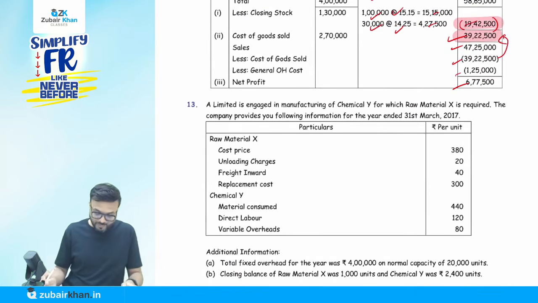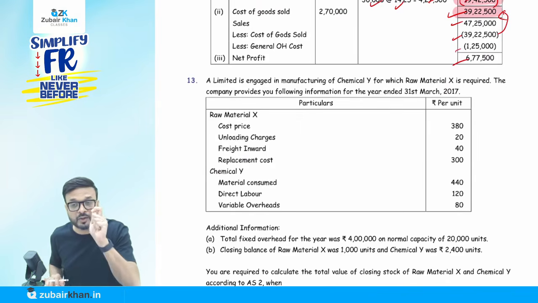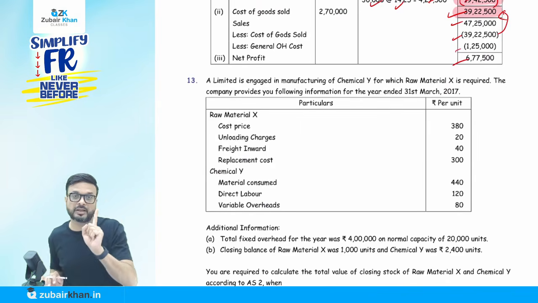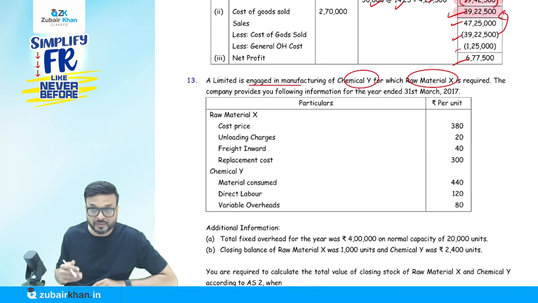Simple. Now, a very interesting point again, the raw material point is coming. Listen carefully, it is not at all difficult. Just listen to me carefully. Now it says that A Limited is engaged in manufacturing of chemical Y, for which raw material X is required, and Y is the finished goods. The company provides the following information for the year ended 31st March 2017: the information about the raw material and the information about the finished goods Y.